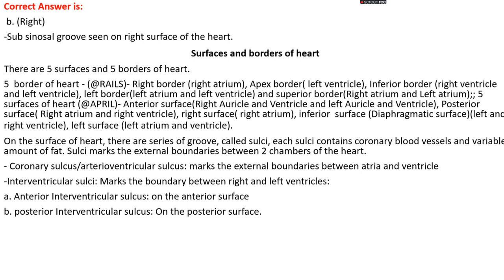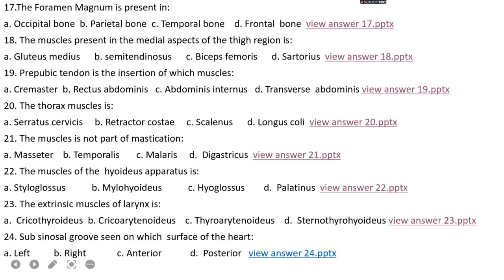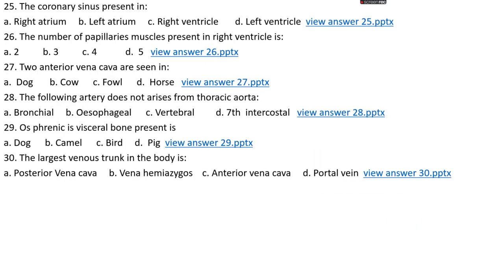Coronary sulcus or atrioventricular sulcus marks the external boundary between the atria and ventricles. Interventricular sulci mark the boundary between the right and left ventricles. There is the anterior interventricular sulcus, which is located on the anterior surface, and the posterior interventricular sulcus, which is located on the posterior surface.